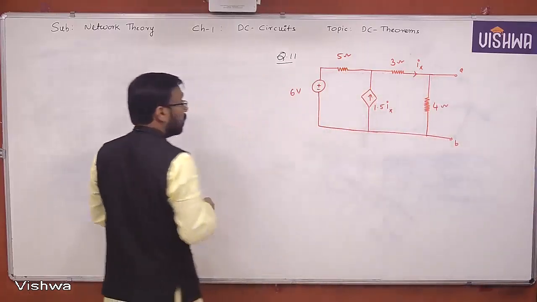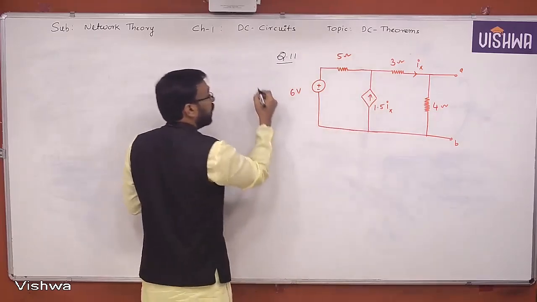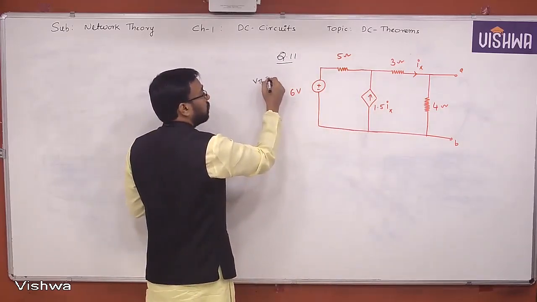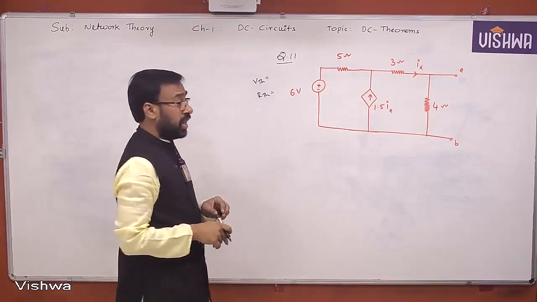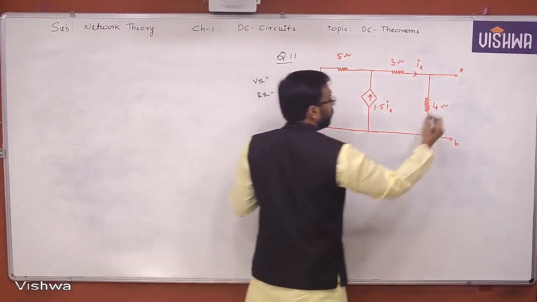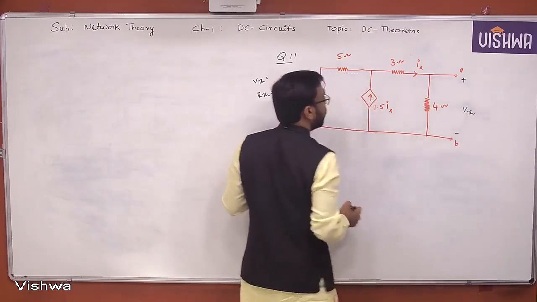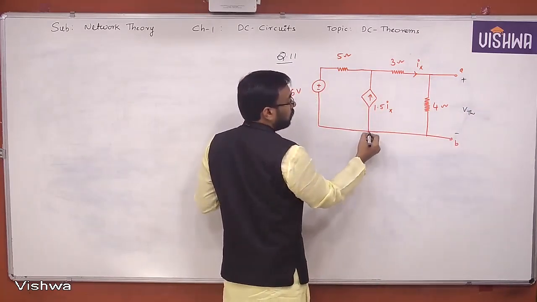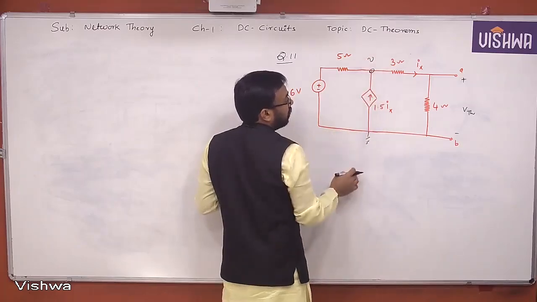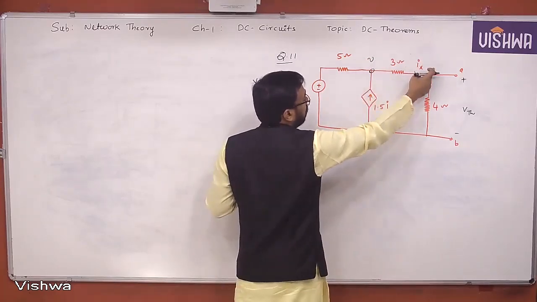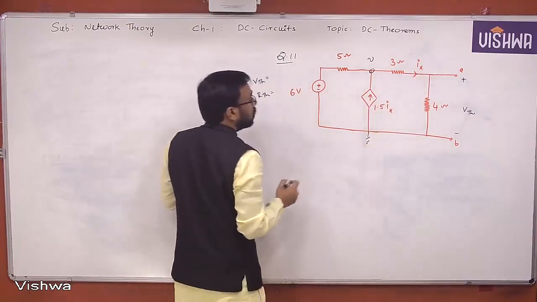Okay, so let us try to find now VTH and RTH. Our objective is to find VTH and RTH. Now let's find VTH here. How many equations will you get here? Node analysis, I can go directly. This is V, and once you get V, then jump from this point to this point, you'll get VTH.